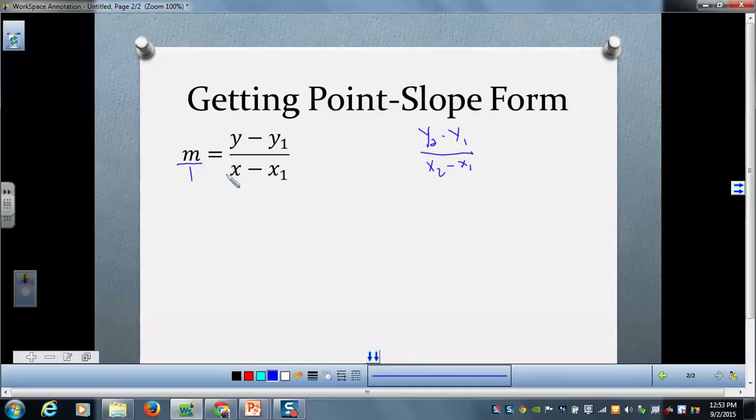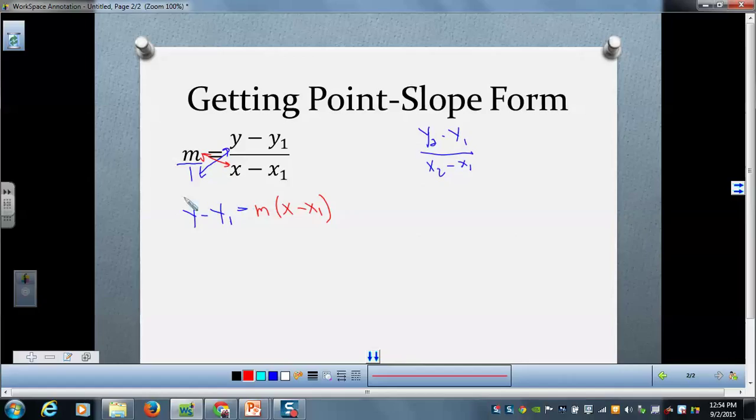One of our properties of proportion is that I can multiply numerator to denominator here, and that would equal to numerator to denominator here. So if I do that, I get y minus y1 from this product here, equals m times the quantity x minus x1. That's just from cross multiplying the proportion from our slope formula.